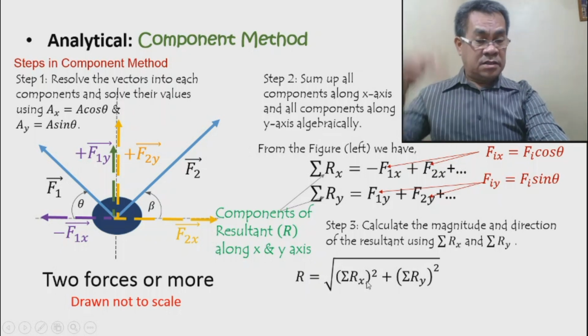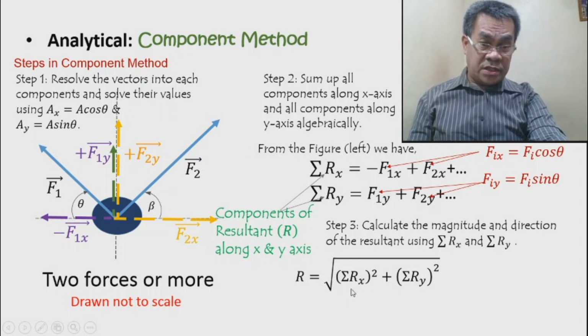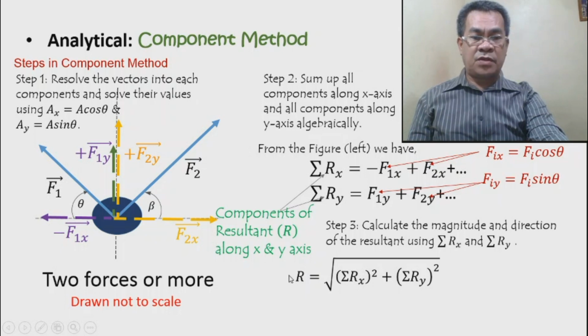Okay, then substitute it here. Now when you square this one, even if it is negative or positive, it doesn't matter, because when you square it, it becomes positive. So the R magnitude is always positive. There's no negative magnitude of the resultant. It's always positive, so ignore the sign. Okay? Then calculate. That's the magnitude.